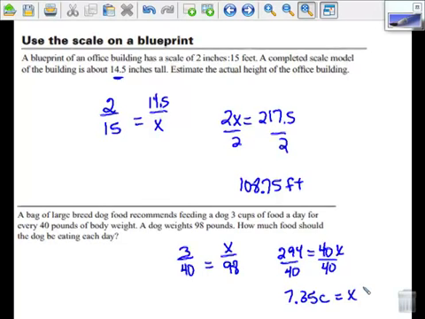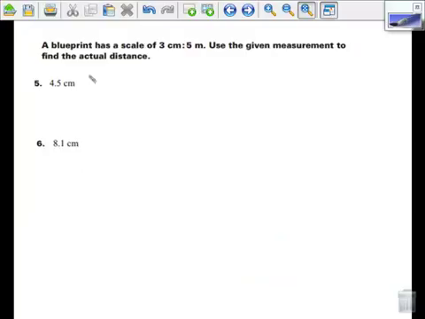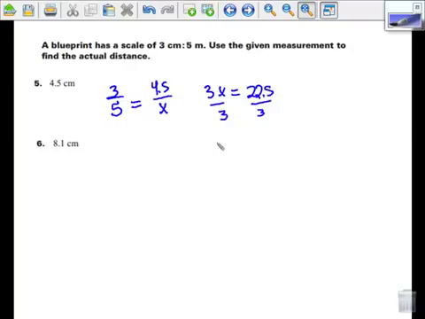All right, next. Another blueprint problem. We have a blueprint that has a scale of 3 centimeters to 5 meters. Use the given measurements to find the actual distance. So I'm going to go 3 centimeters to 5 meters equals 4.5 centimeters to x meters. That gives me 3x equals 4.5 times 5 is 22.5. Divide by 3. And that gives me x equals 7.5 meters.